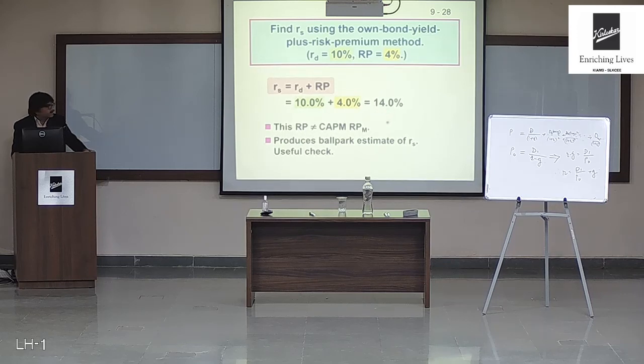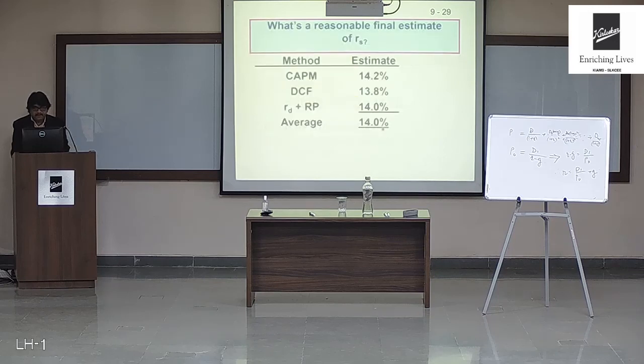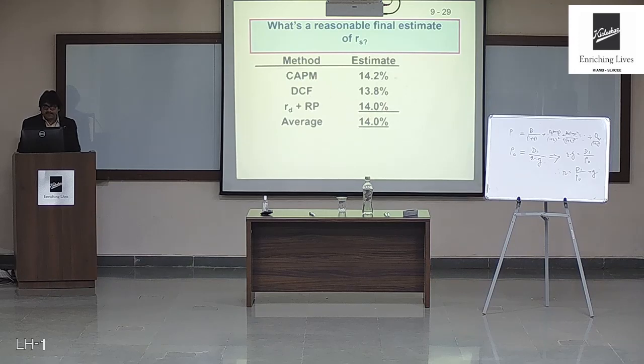So we got three estimates from three different methods, and you can see that CAPM has given 14.2, DCF has given 13.8, and the bond plus risk premium has given you 14%. Usually one can go for a weighted average, but one can also simply go for the average, because we don't prefer one method over another. So you can simply go with the simple average and calculate 14% as the cost of equity, and we can go ahead with that estimate.